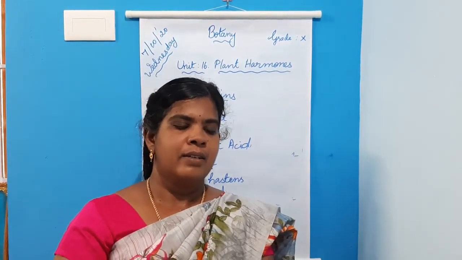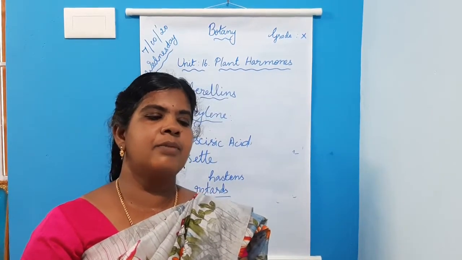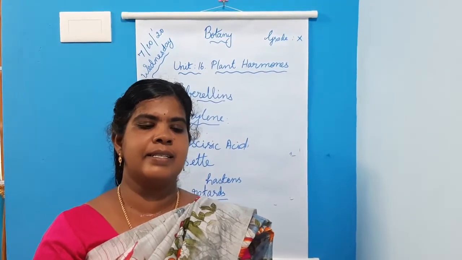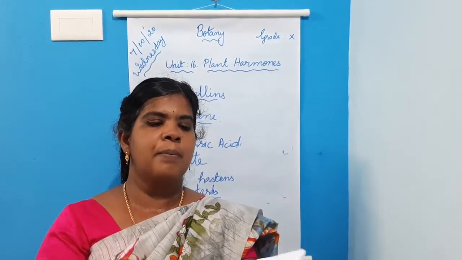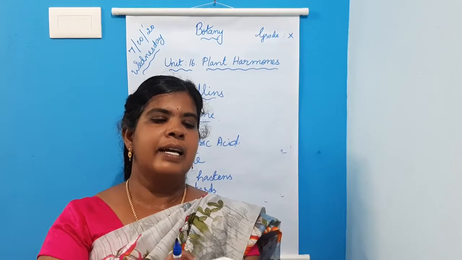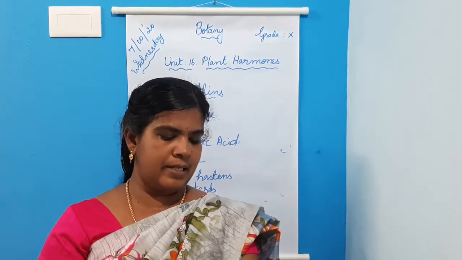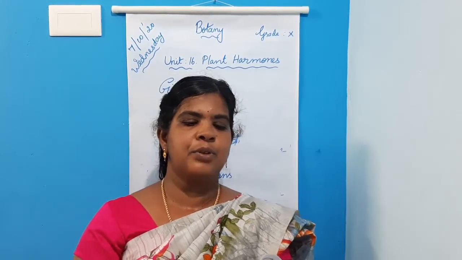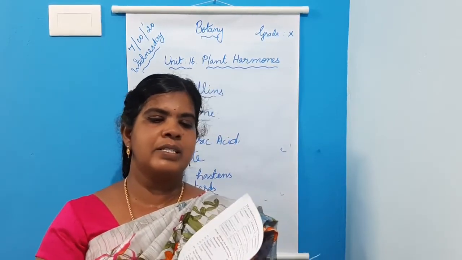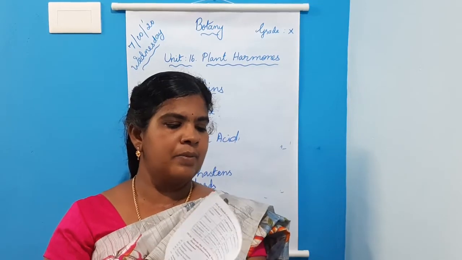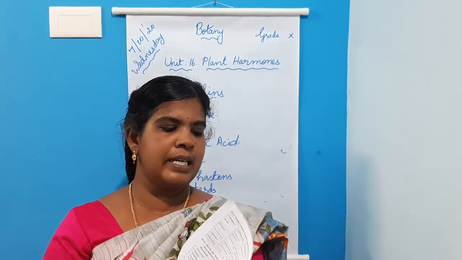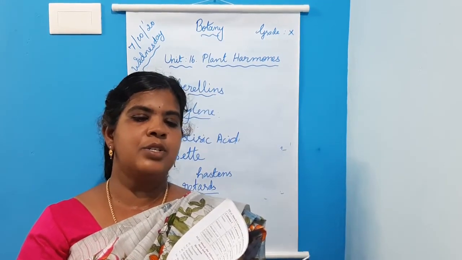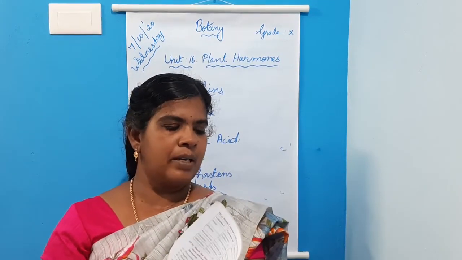Next, third question: bring out any two physiological activities of abscisic acid. The answer is there on page 232. Point numbers 3 and 4, you mark them. Physiological activities of abscisic acid. Any two physiological effects you mark.